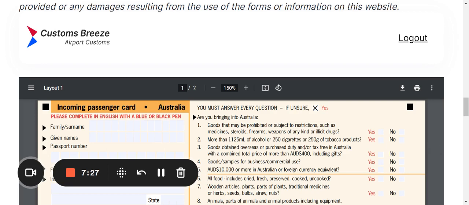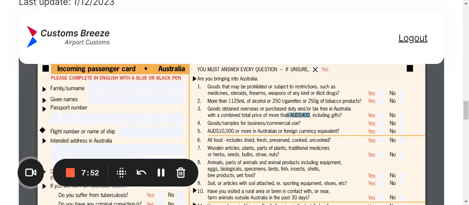Number 3, goods obtained overseas. Same thing. Make sure you look at this carefully, especially number 3, because it has a dollar sign on it. So if you have something that is more than $400, and this is including gifts, then you have to make sure that you declare it. The next one, goods, samples for business, commercial use, same thing, yes or no.